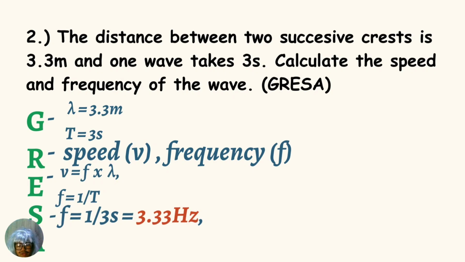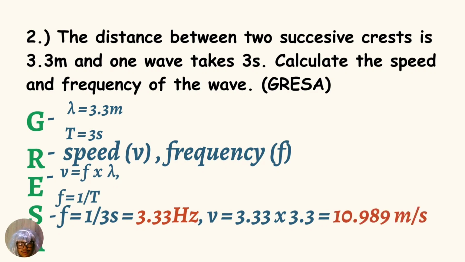And so now we have the frequency. Now we may solve for the speed. So our speed is 3.33, our frequency, multiplied by 3.3, our wavelength. And that would give us 10.989 meters per second.